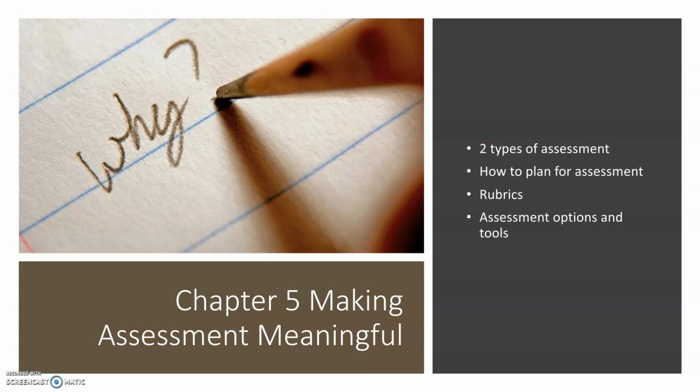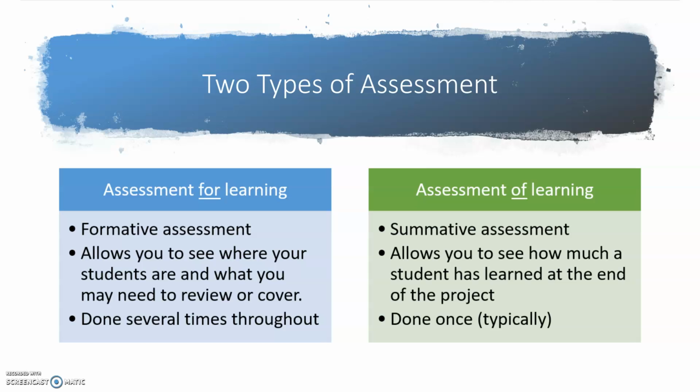Chapter 5 is all about making assessment meaningful. It discusses the two different types of assessments, how to plan for an assessment, rubrics, different ideas for assessments that can be done, and different tools that we can use for that. The two types of assessment are formative assessment and summative assessment. Formative assessments are for the learning. It's to figure out where your students are, where they need review, and what you need to cover, and it's done many times throughout the lesson. Assessments of learning are summative assessments. It gives you a chance to see how much your student has learned over the entire course of the project, and is typically done one time at the very end.